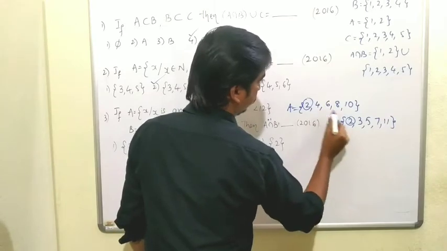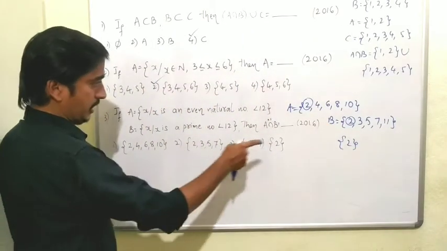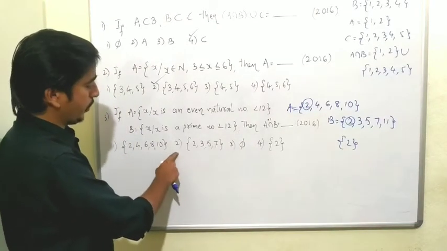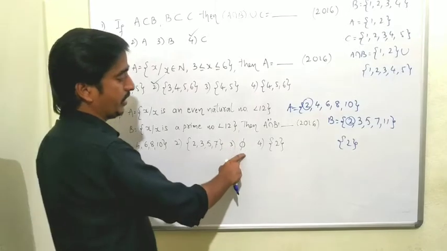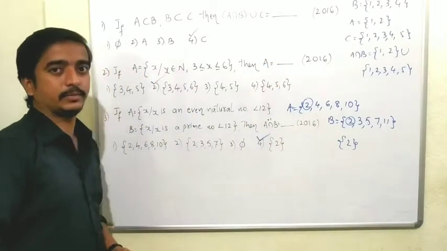Okay, still only 2 is the common, right? So the answer is, the set is 2. Option 1 is 2, 4, 6, 8, 10. Option 2 is 2, 4, 5, 7. Option 3 is 5 and option 4 is set 2. So the fourth option is correct.